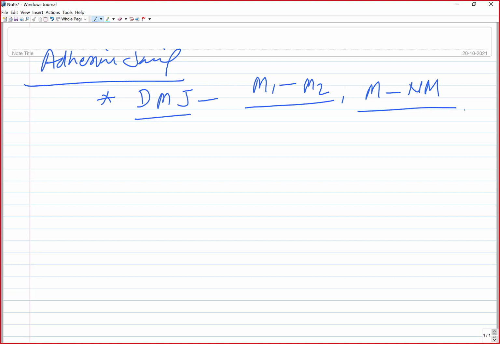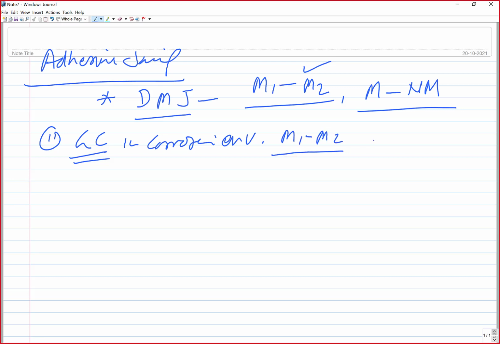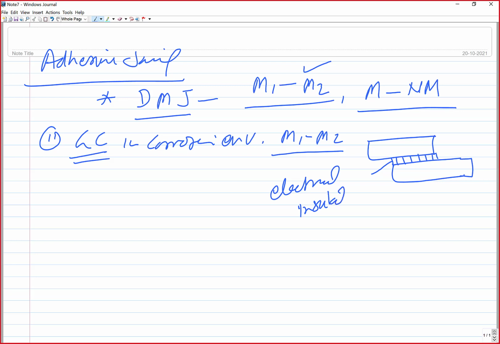Another important thing: when two dissimilar metals are joined, there is always a possibility of galvanic corrosion in a corrosive environment, especially in the case of dissimilar metal joining. When adhesive joining is performed, the adhesive acts as a thermal or electrical insulator between the two. The two are being joined, but the adhesive acts as an electrical insulator, so the circuit is not completed to facilitate galvanic corrosion. This is a very interesting one.